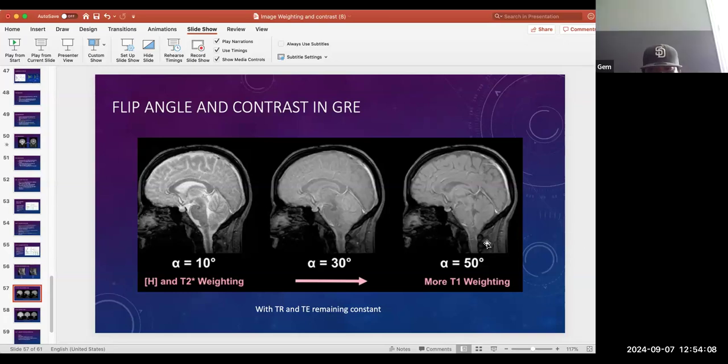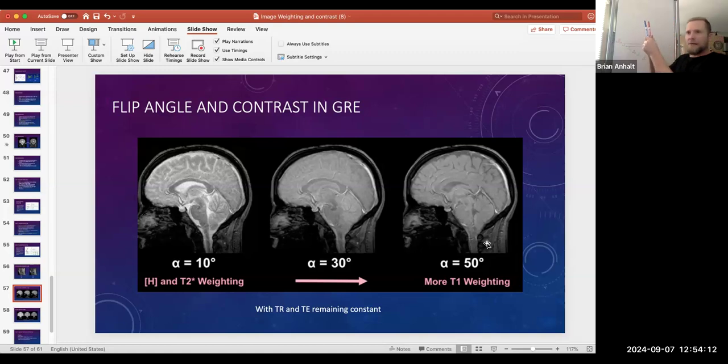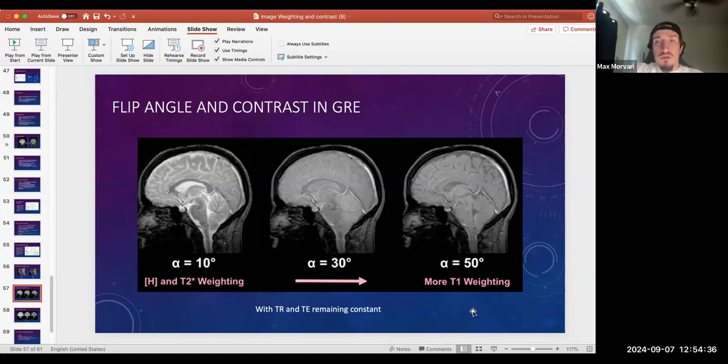T1 contrast. Yeah, we're saturating it, right? With the 10 degree, it's recovering, so that the next time we excite, we're going to get signal from it again. When we go to 50 degrees, it's not recovering in time. So it's going to end up becoming saturated, right? So we are getting more T1 weighting as we increase our flip angle here. We're starting to saturate tissues with a long T1 time.